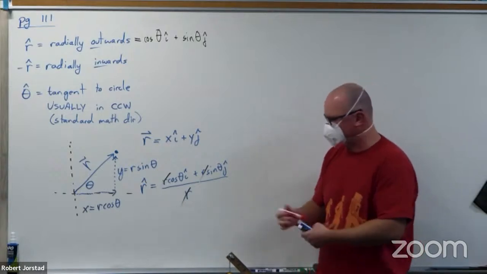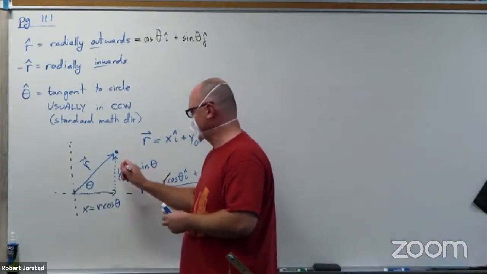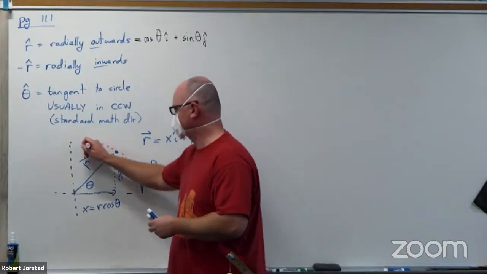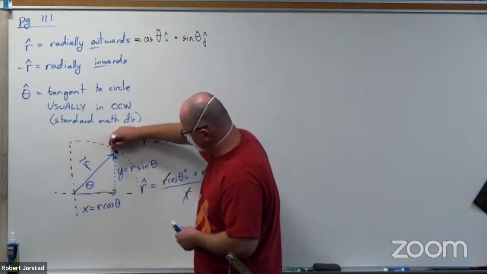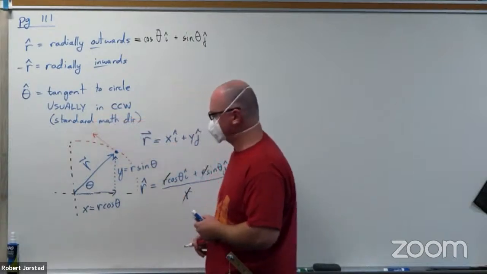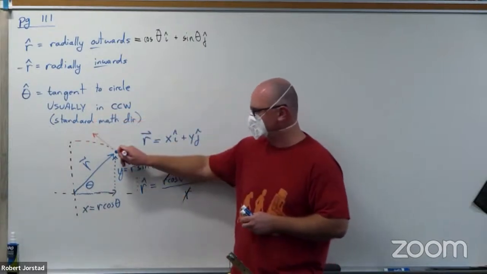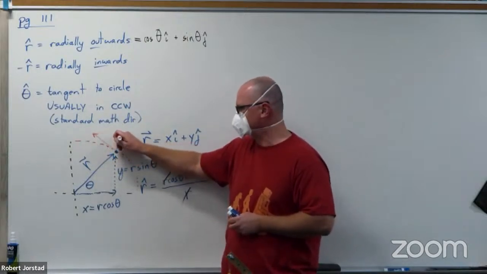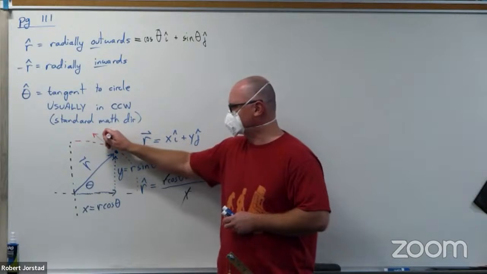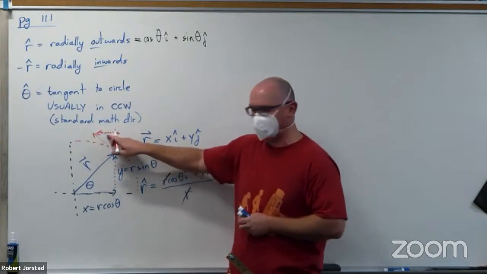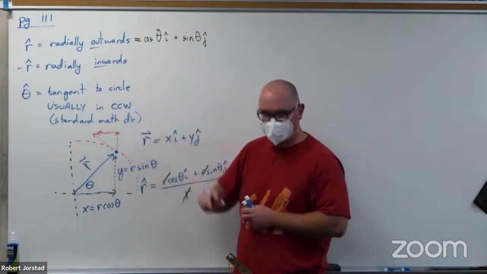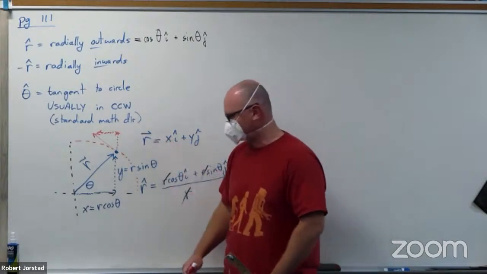Now think about this. This thing is going in some sort of a circle like this, right? So notice this way is tangent to the circle. This way is tangent to the circle. So notice, tangent to the circle is going to have a negative I hat. Do you see that? Got a positive J hat and a negative I hat, at least in this quadrant.